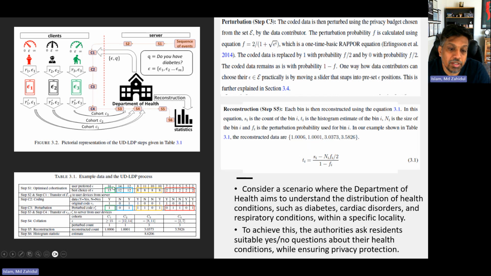So they know that they surveyed 12 people. Out of that, about 8.6 people are diabetic and 3.4 people are not diabetic. Now let's see the original answer. 1, 2, 3, 4, 5, 6, 7. There were 7 people diabetic. So their estimate of 8 or 8.5 is pretty close to the original distribution.